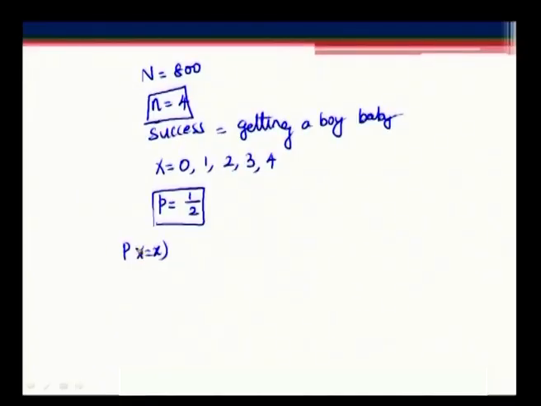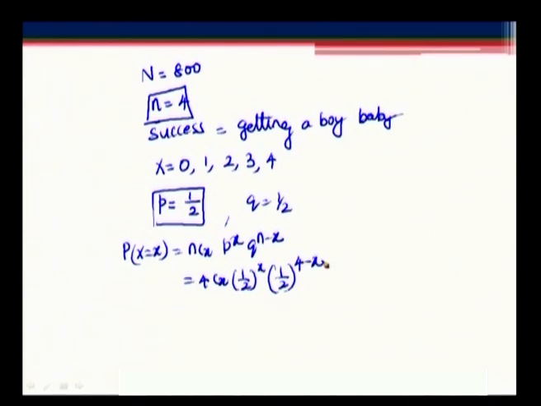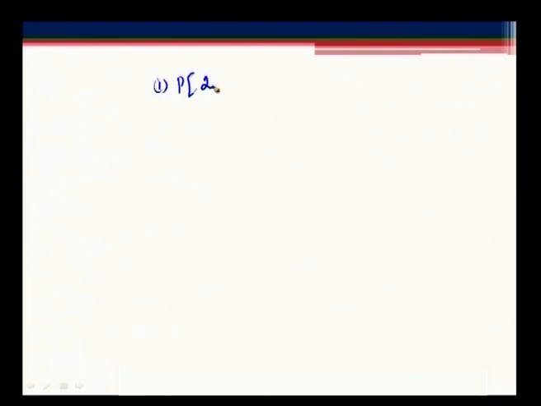P of x is equal to nCx p power x q power n minus x. n is 4, so 4Cx into 1 by 2 whole power x, and q is also equal to 1 by 2, with power 4 minus x. Okay, this is P of x. What is the first question? The first question is probability of 2 boys and 2 girls. 2 girls is not required, therefore probability of 2 boys, because of 4 children, 2 boys means obviously the other 2 are girls.